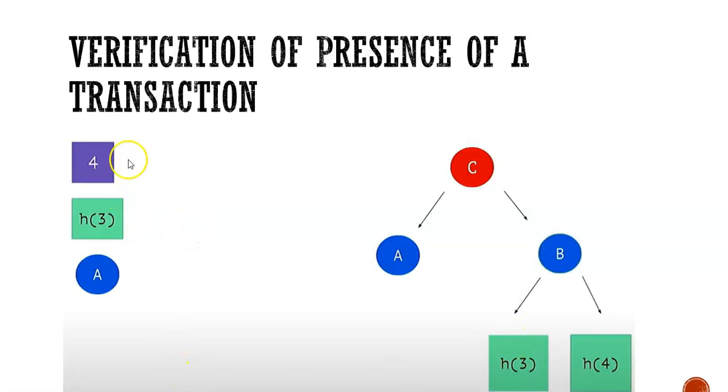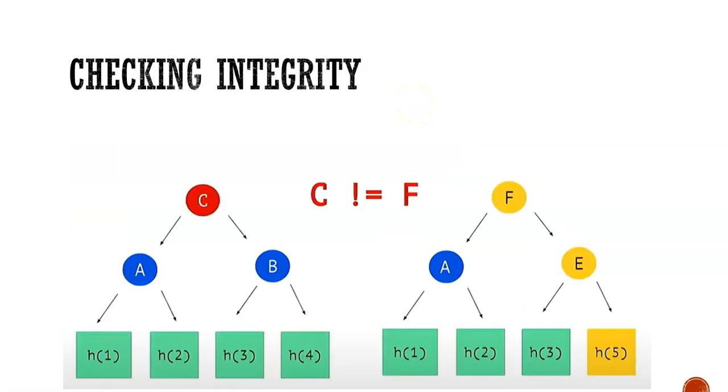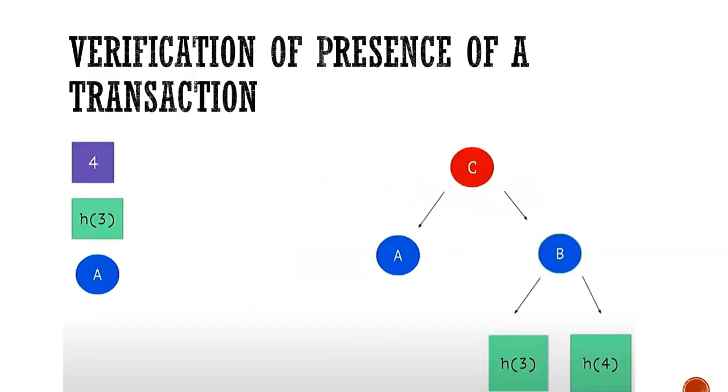So we haven't even revealed the entire Merkle tree. We have given only the details of the transaction that we wanted to prove and only some set of other hashes. One use case is we check the integrity of a particular transaction, or we can say the entire block can be checked for the integrity using this Merkle tree. And the second use case is verification of presence of a transaction.